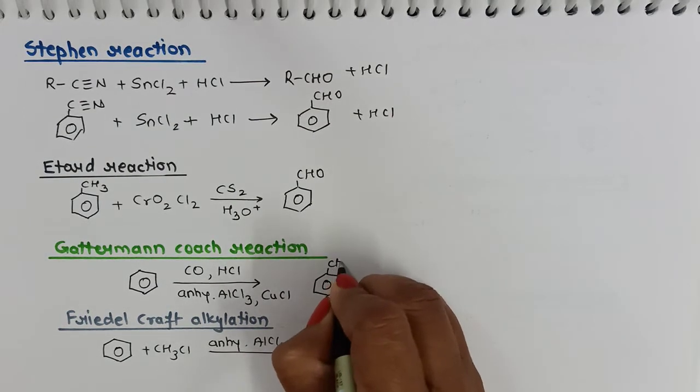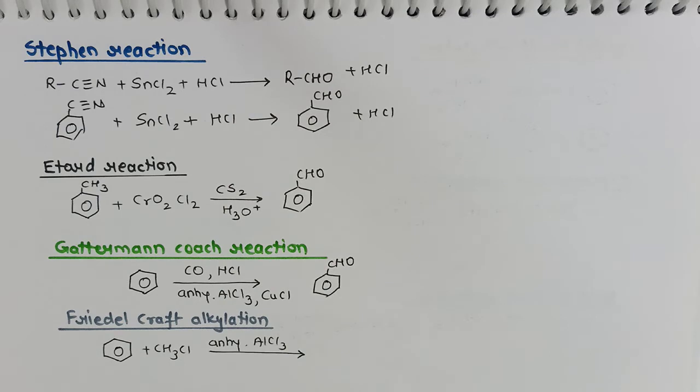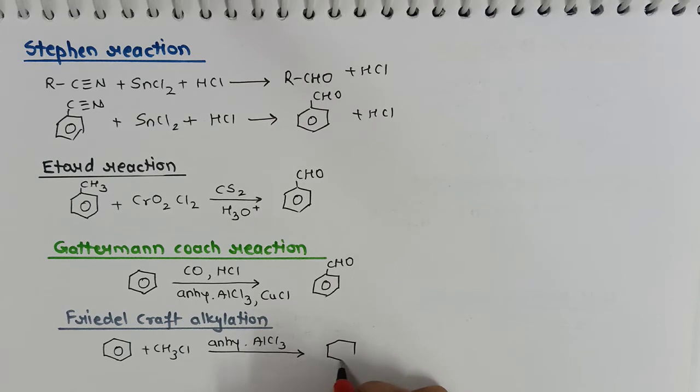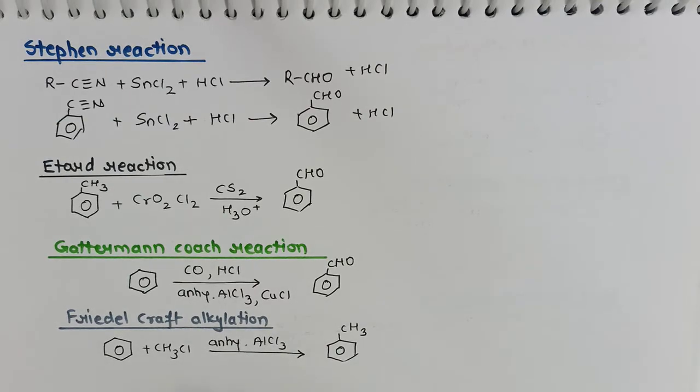Again, we will get aromatic aldehyde, that is the benzaldehyde. And the last one, Friedel-Crafts alkylation. In Friedel-Crafts alkylation, benzene is treated with chloromethane in presence of anhydrous aluminum chloride. We will get toluene. Now instead of methane, we can use any other alkyl group which we want to introduce.